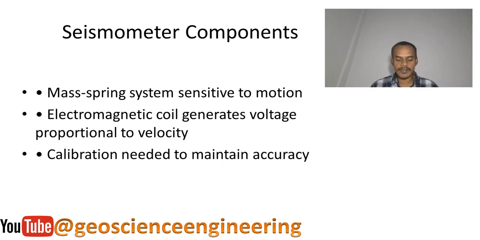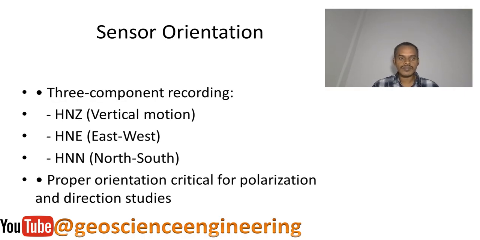I cannot show you the exact original thing, but I can show you photographs. And we'll also go through the calibration. And then we'll discuss the sensor orientation. That means, like I told you, there are 3 component recordings, the vertical motion, and the horizontal north-south and east-west. These polarizations and direction studies we can also explain to you.